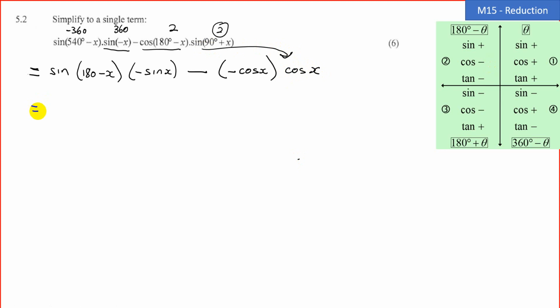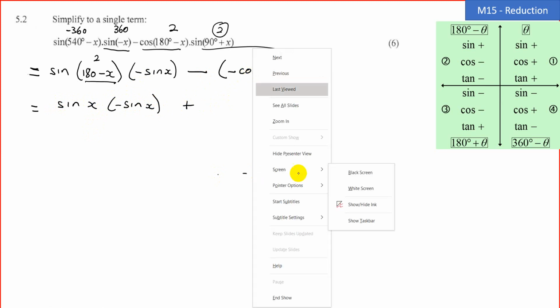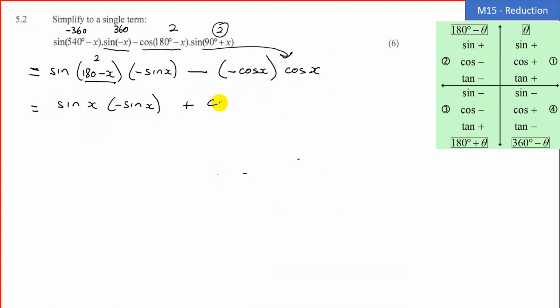Simplifying that, we know 180 minus x is in your second quadrant, put down sine there, and in the second quadrant sine is positive. And then we've got a negative sine x, which I'm going to bring down for now, and a negative times a negative is positive. Cos times cos is cos squared x.